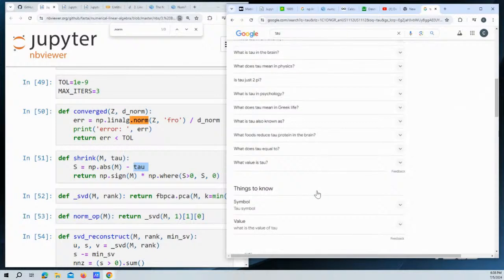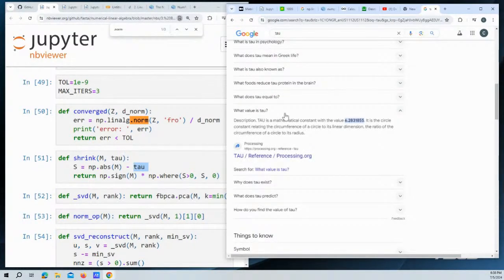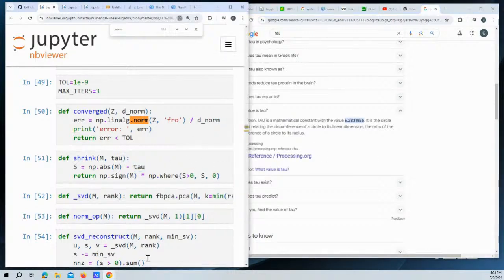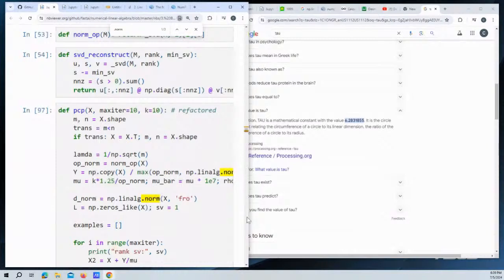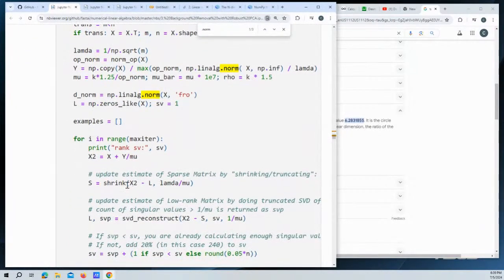Orientation twist of a curve is the value of tau. So tau is a mathematical constant. It's 6.28. So did we pass 6.28 in here? Where did we use shrink at? Shrink. So we passed x2 minus L lambda mu as tau. I guess we're dividing lambda by mu to get tau.